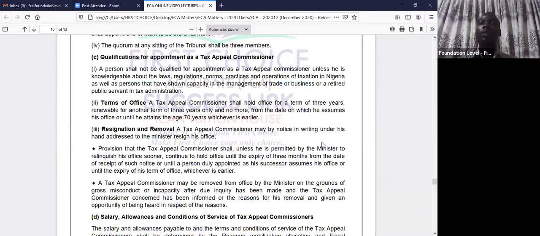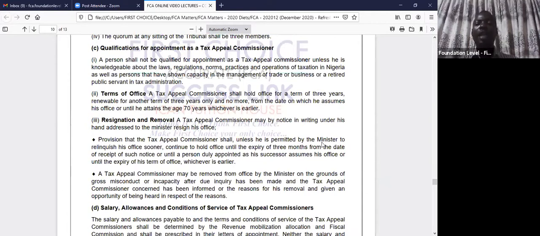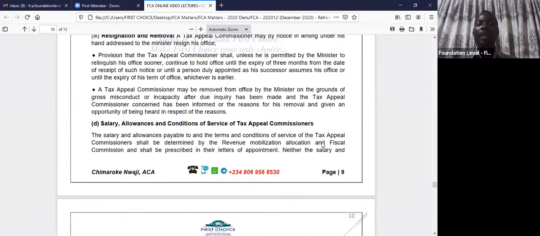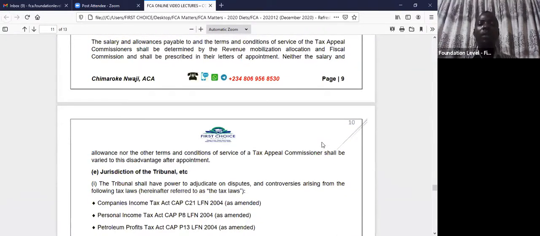But you could be removed before your tenure ends on the grounds of gross misconduct, or you are incapable of handling that office, after an inquiry has been made and you have been given an opportunity to be heard, and it is found out that you are not capable of handling that office. Okay, then they also have to be paid.